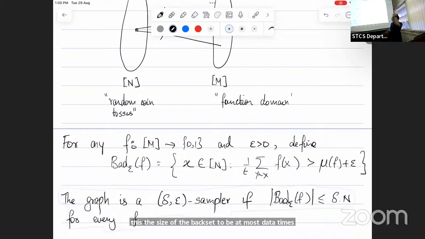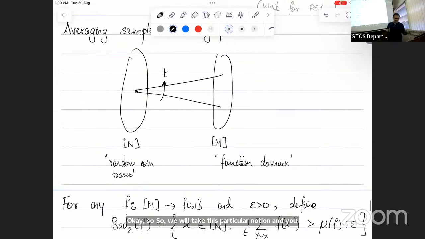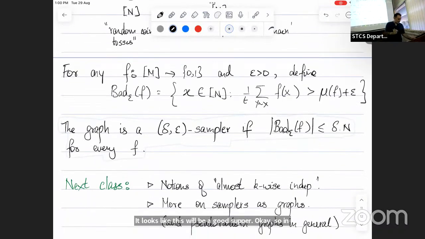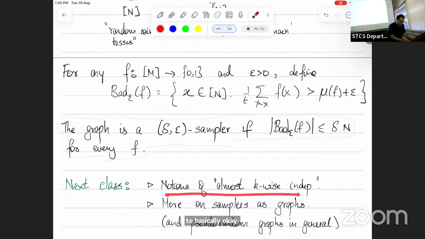Okay. So we will take this particular notion, and you can already start seeing that, if this function was very spread out, in the sense that if you pick a random neighbor on the left-hand side and look at its neighborhood, if it more or less touches many of these neighbors and looks independent, it looks like this will be a good sampler. Okay. So in the next class, I might take a small detour to look at something called almost k-wise independence, or I might push it to sometime later.